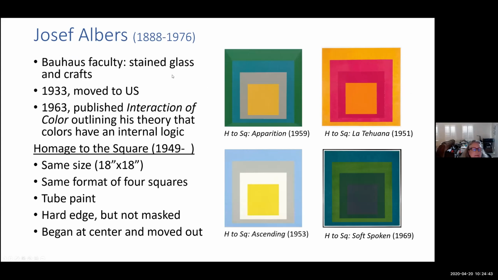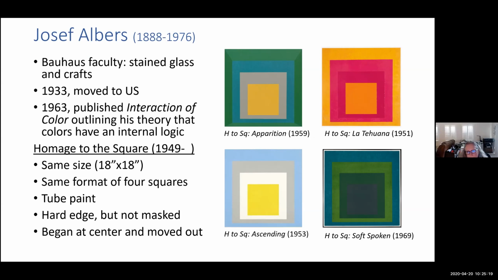He was actually born in Germany. He was on the faculty of the Bauhaus. He taught an introductory course on crafts, and then he also taught stained glass. He was not a painter until later in life. In 1933, when the Bauhaus closed, he came to the US and he published this work in 1963, The Interaction of Color, which developed his theory of color.